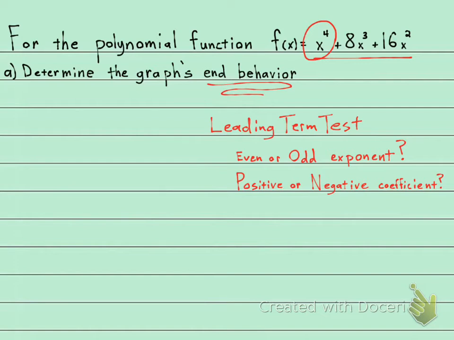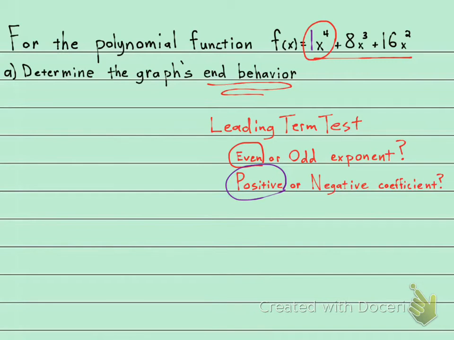Is this exponent even or odd? Well, I look right there, I see a 4, that is even. Is the coefficient positive or negative? Well, what's my coefficient here? I don't see one, so I know that it's 1, and it's obviously going to be a positive one because there's no minus in front of it. So, positive. Now, let's think of something we know.